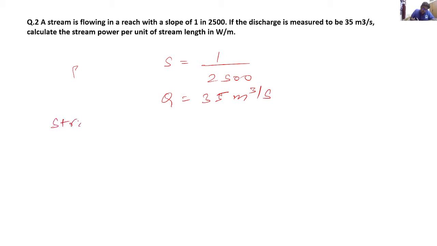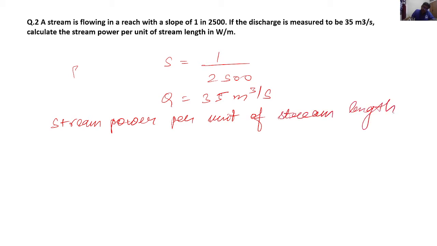Now let's see what's the stream power. Stream power per unit of stream length, we know it's denoted by omega 1 and can be rho g Q S, where rho g is the unit weight of water.